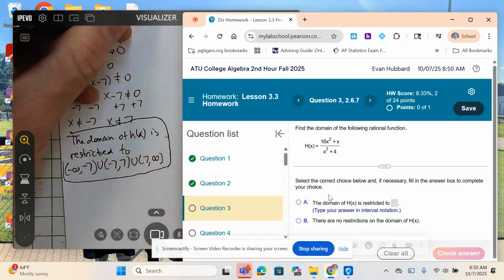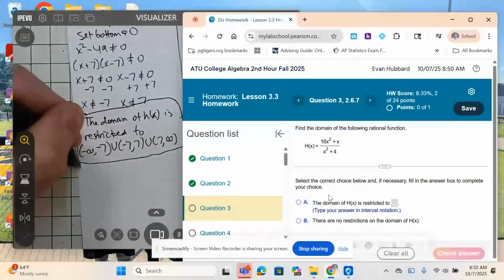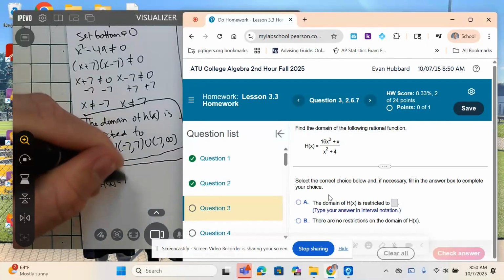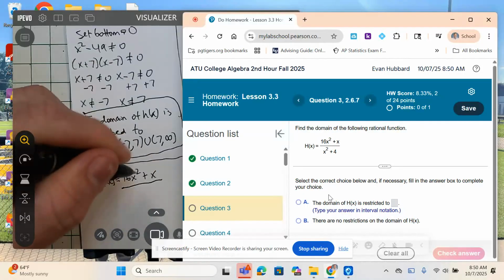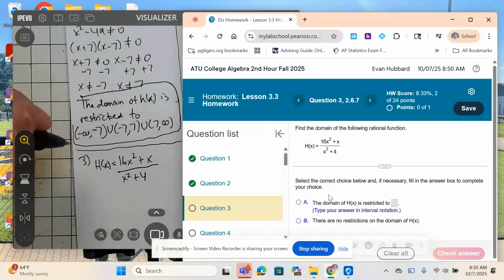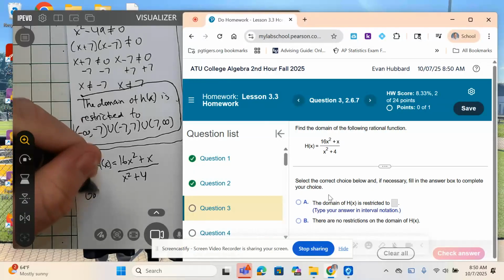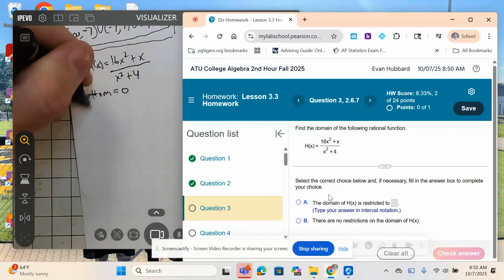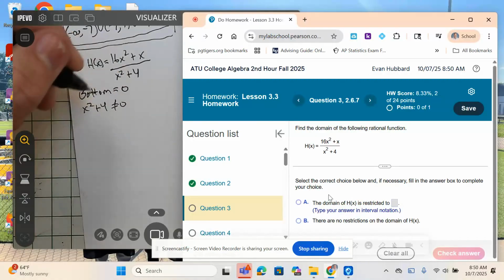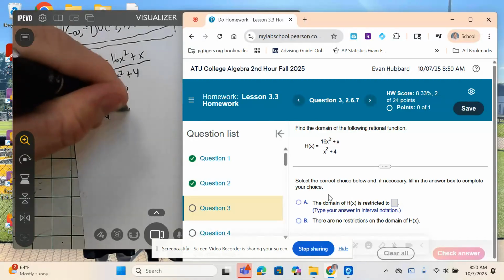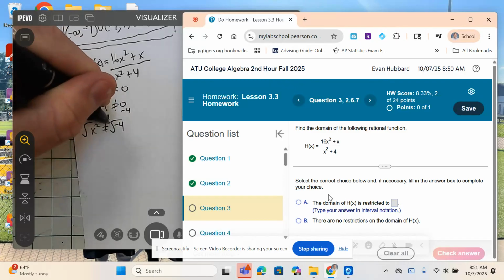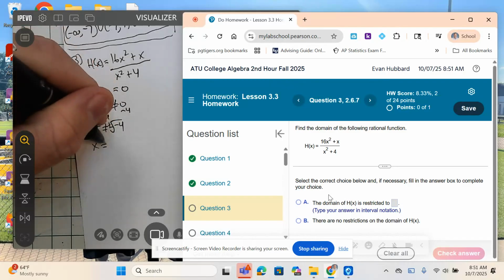Now let's go to the next one. 3, we have h of x equals 16x squared plus x divided by x squared plus 4. So we want to see what makes the bottom equal 0. We talked about this in the notes yesterday. I could prove it to you. x squared plus 4 cannot equal 0. So subtract 4. x squared cannot be negative 4. Square root, plus or minus. Take an i out. The square root of 4 is 2, so 2i.